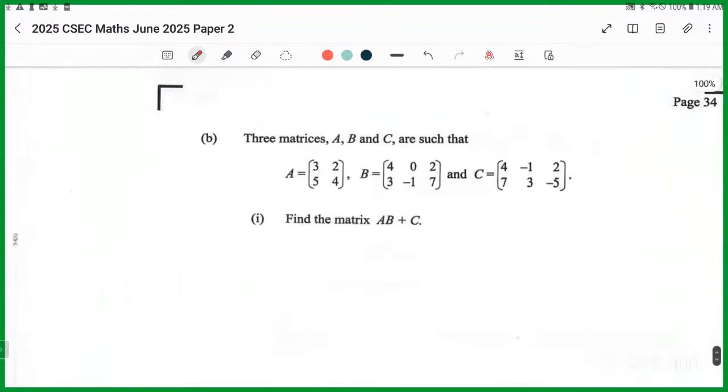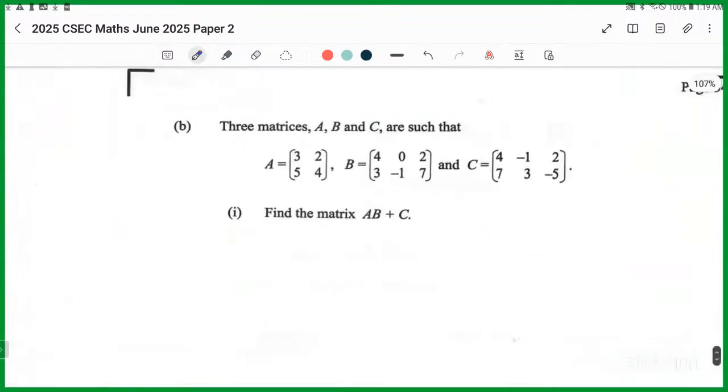And so we'll come to the last question on this paper. It says 3 matrices A, B, and C are such that that's A, that's B, that's C. That's a 2 by 2. That's a 2 by 3, 2 rows by 3 columns. This also is a 2 by 3. That's what we have. It says find the matrix AB plus C. So we're going to have to multiply the A and the B first, and then add the C to it.